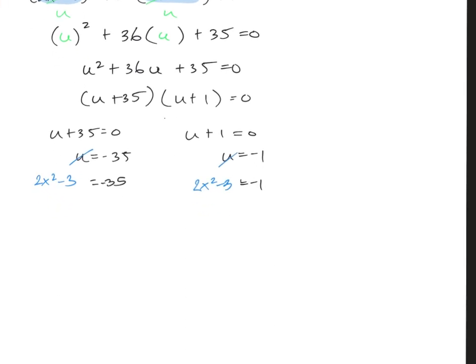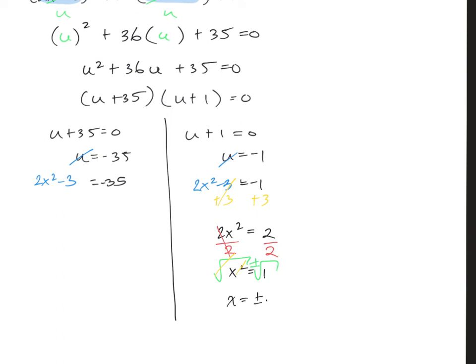Okay. Once again, these are both quadratics, so solving. Actually, you know what? We could use the square root property on these because there's no x term. I'll go ahead and add 3 to both sides. And then I can divide both sides by 2. So we have x squared equals 1. And taking the square root of both sides, remembering that plus or minus, I'm left with x is plus or minus square root of 1, which is just plus or minus 1.